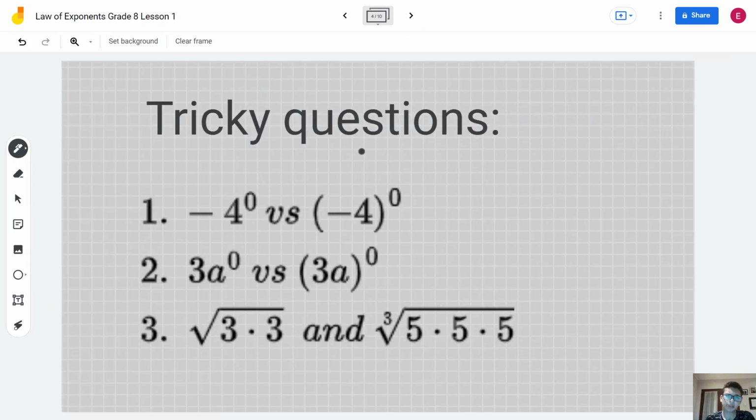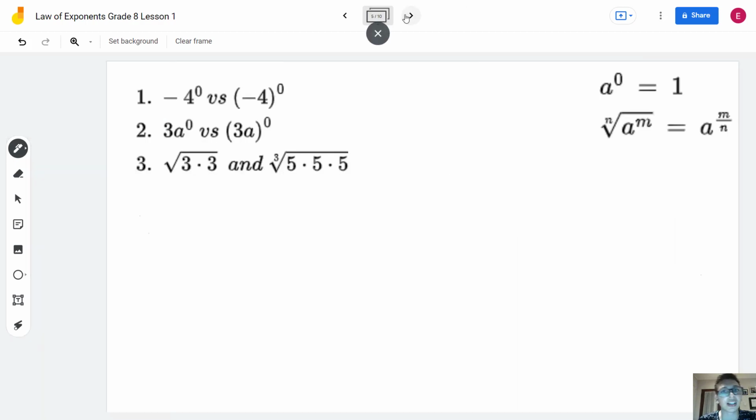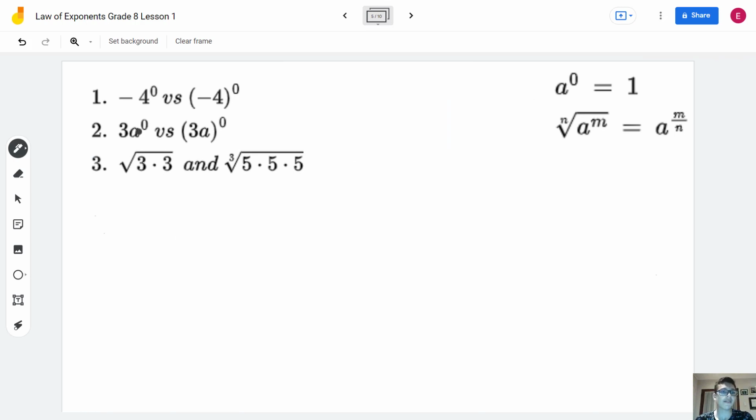Now let's get on to some tricky questions that in exams a lot of students would struggle with or just get confused by. As you can see here, there's power zeros, there's brackets, there's square roots and cube roots. But I'll explain each of these questions so that you can understand how to solve them. So let's go on. First question.